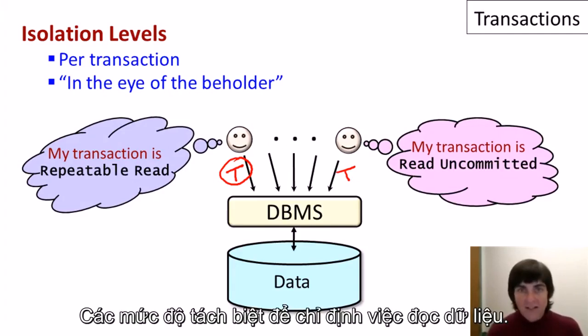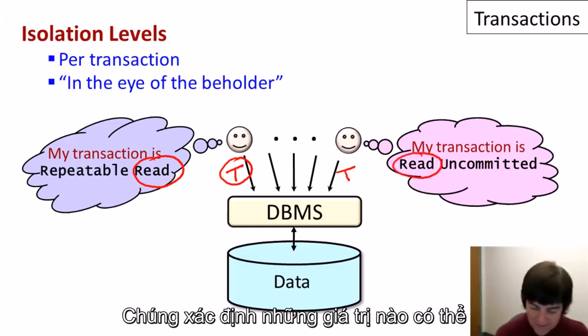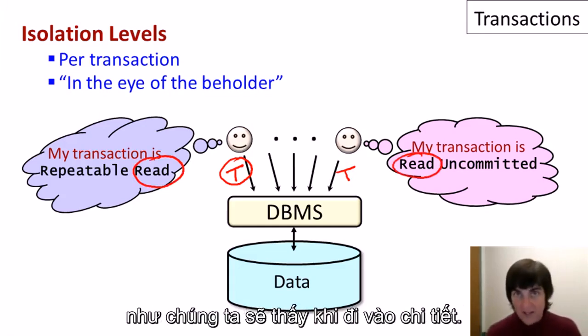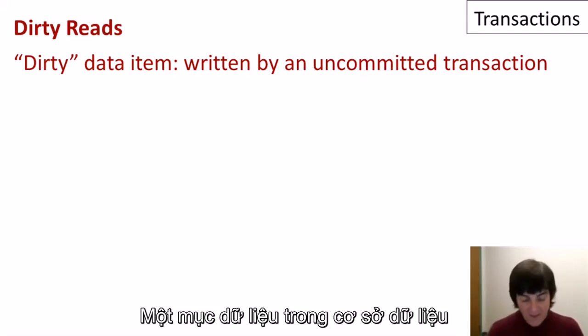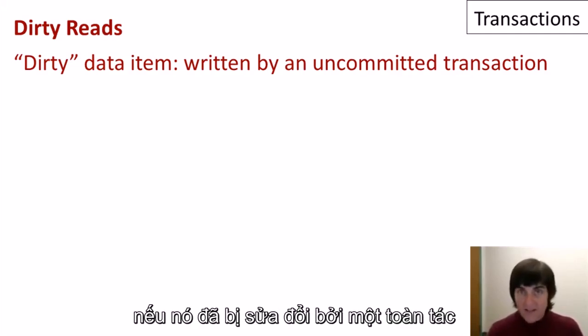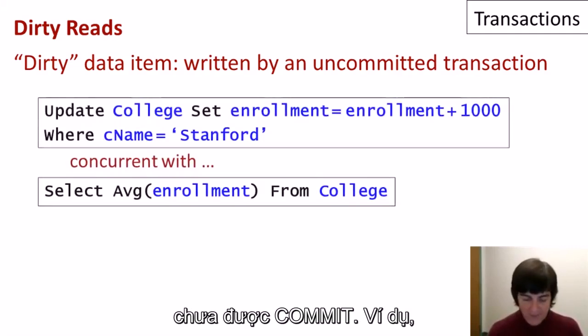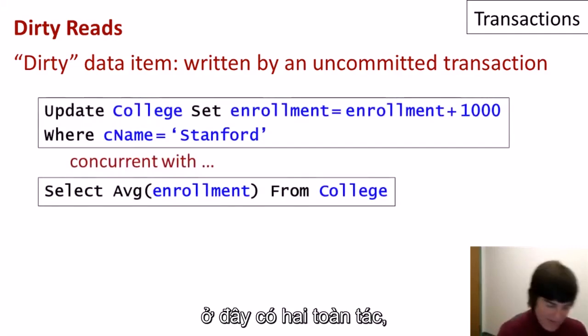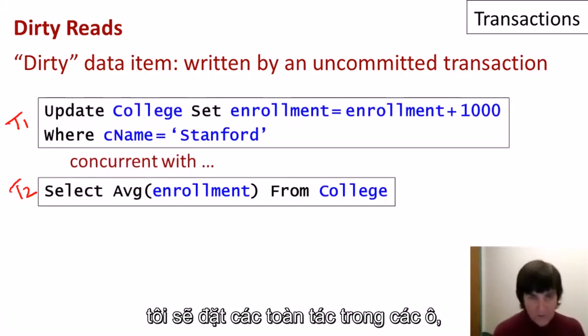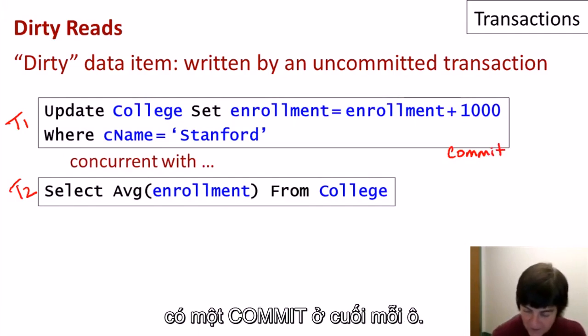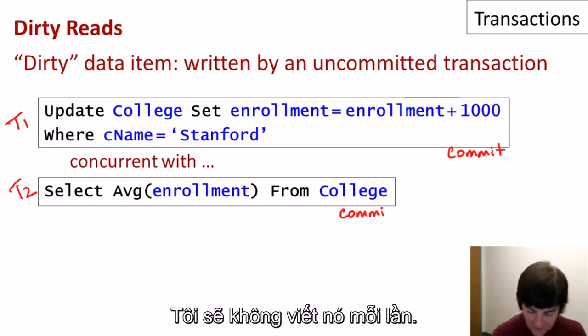By the way, the isolation levels really are specific to reads. They specify what values might be seen in the transaction, as we'll see as we get into the details. So let's start by defining a concept called dirty reads. A data item in the database is dirty if it's been written by a transaction that has not yet committed. So for example, here are 2 transactions. I'll call them T1 and T2. And by the way, throughout the rest of this video, I'm going to put transactions in boxes, and you can assume implicitly that there's a commit at the end of each box. I'm not going to write it each time.